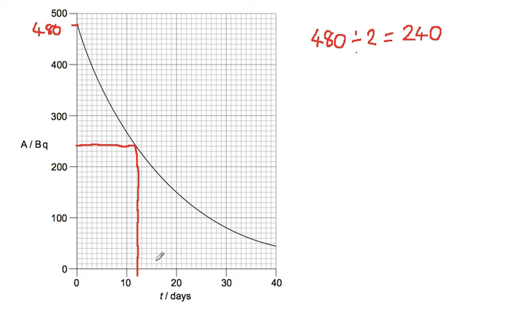So again we've got 10 squares between 10 and 20, and in this case there's 2 there, so that means it is 12. So we have a half-life of 12 days. And that's it. So that's how we actually work out how long a half-life is from the graph.